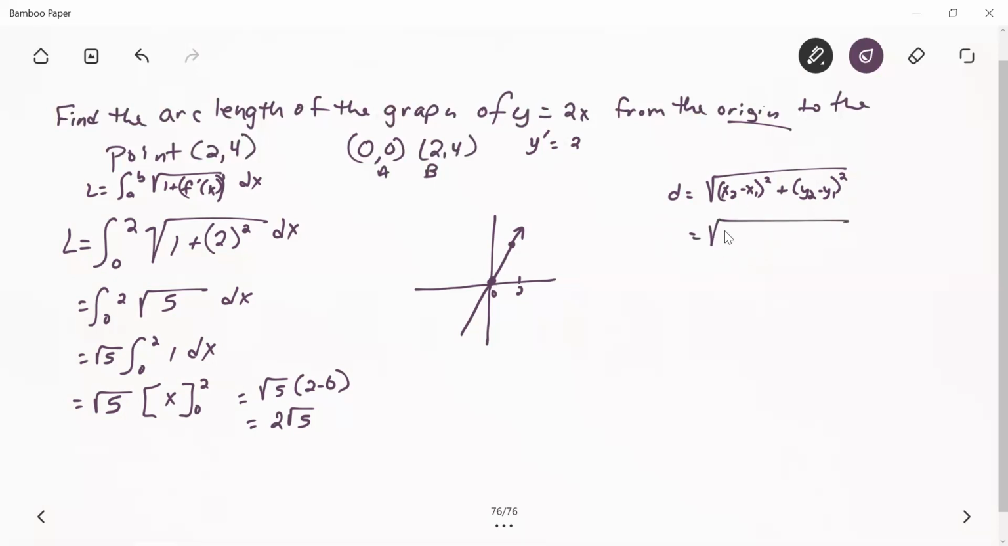So that gives me what? 2 minus 0 squared plus 4 minus 0 squared, which is 2 plus 4, which is the square root of, not 4, 4 squared. I just realized that as soon as I wrote it, I was like, wait a minute, that's not right. This is 4 plus 16, which is the square root of 20, which is, if I factor out a 4 here, square root of 4 is 2, 2 square roots of 5. So we end up with the same answer when we do an arc length of a straight line. Okay, so that just happened to work out nicely for us.